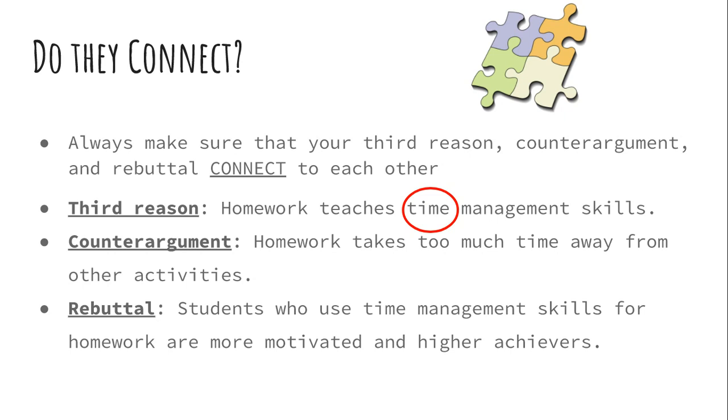Our counterargument, homework takes too much time away from other activities. Again, we're still talking about time. And then in the rebuttal, students who use time management skills for homework are more motivated and higher achievers. So you see how all three of those things need to connect. You can't be talking about time in one and then the moon in the other. They all need to be related to each other. Let's look at another.